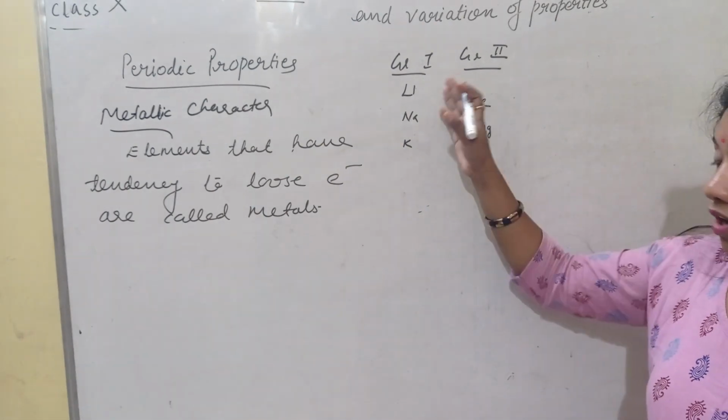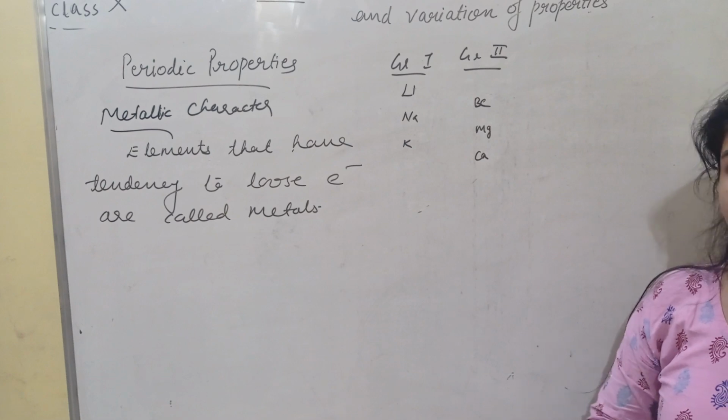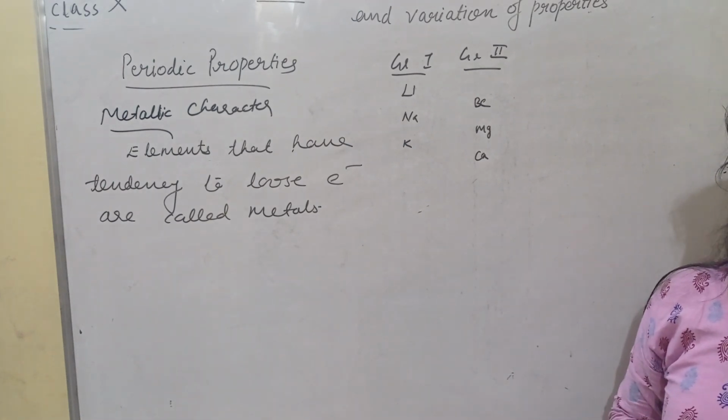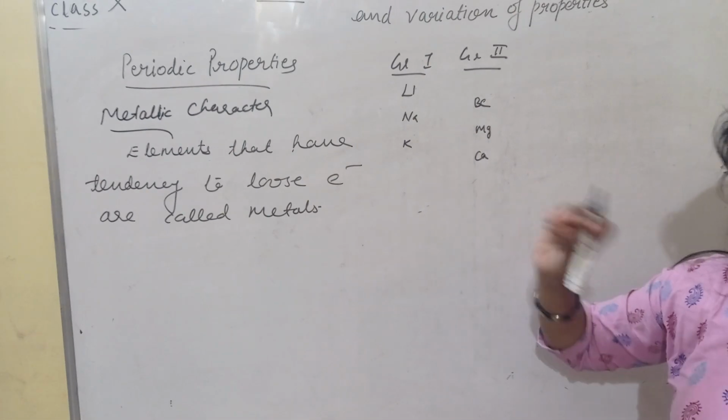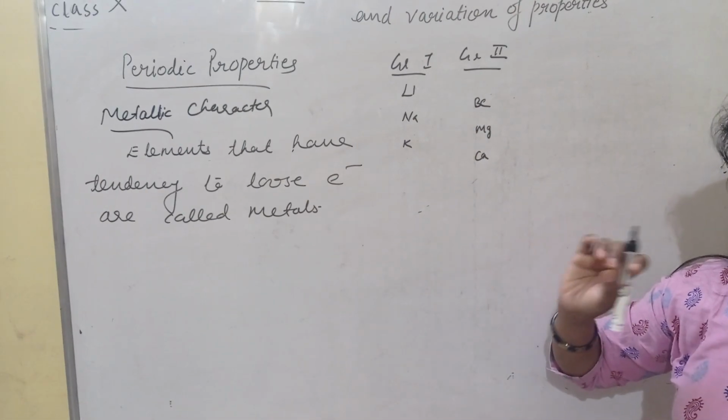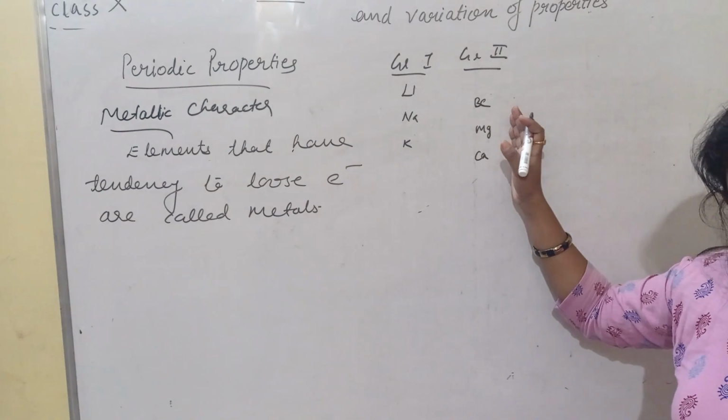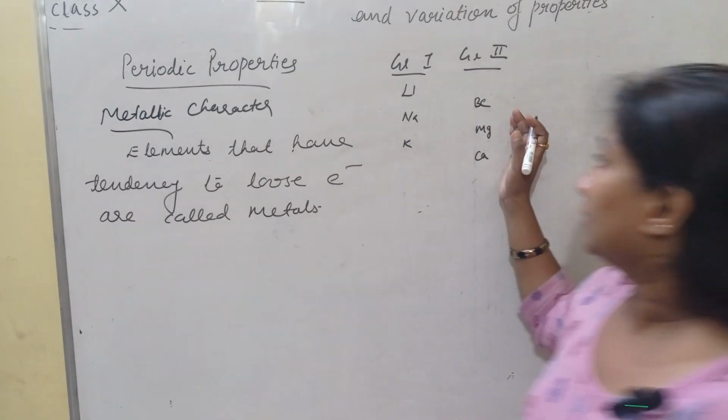They will lose, they all have one electron in their valence shell, so they will all lose one electron and become stable. So that is why these elements are called metals, because they have the tendency to lose electrons. Similar is the case with group 2 elements.